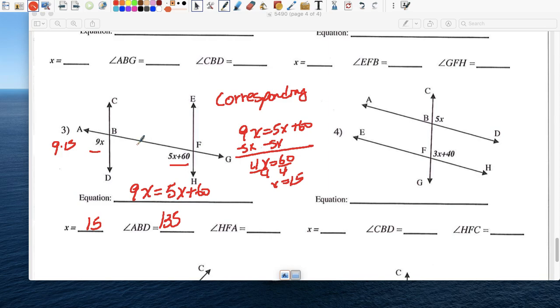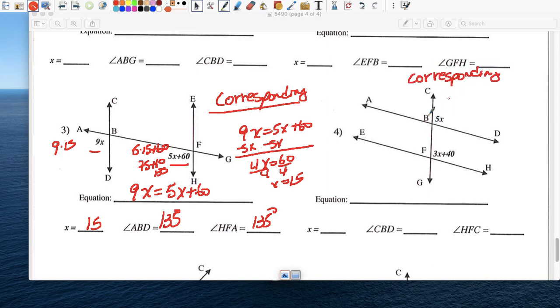And I should get the same thing here. 5 times 15 plus 60. Right? 5 times 15 is 75. And 75 plus 60 is indeed 135. And they're equal to each other. And we knew that because they were corresponding again. Right? These two, they're also corresponding. Oh, so much for creativity. So they're corresponding.